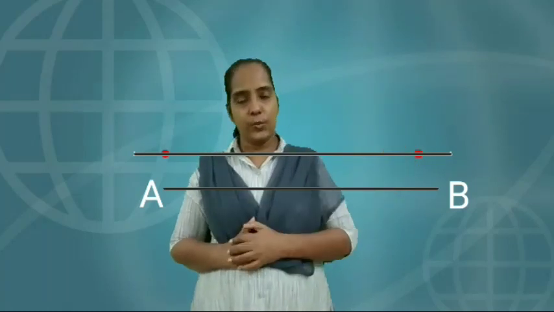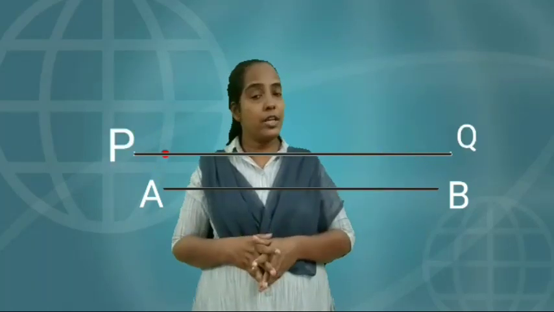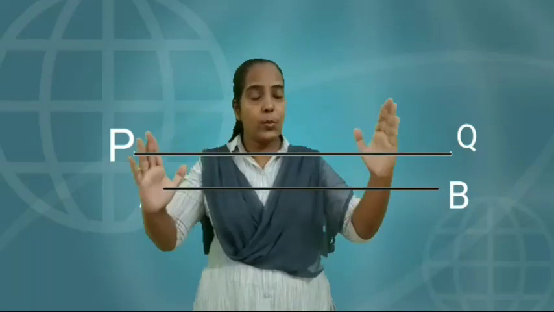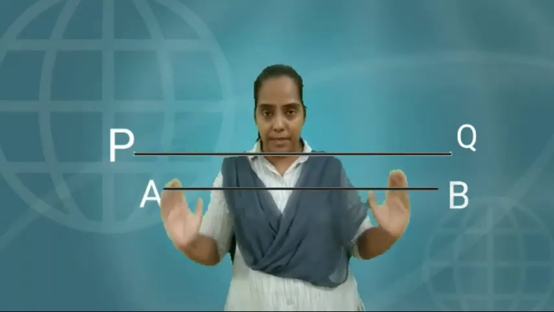Now I can join this line. I get a new line and I name it PQ. Now what can you say about PQ? PQ is parallel to AB. The line PQ is parallel to AB. Understood now? That much is clear. So now you know how to construct a parallel line.